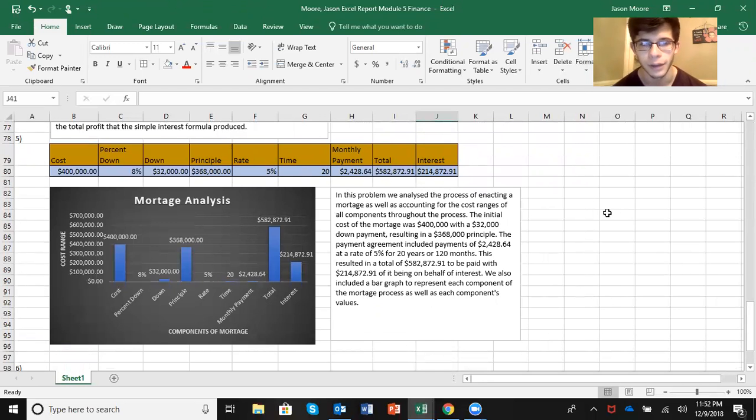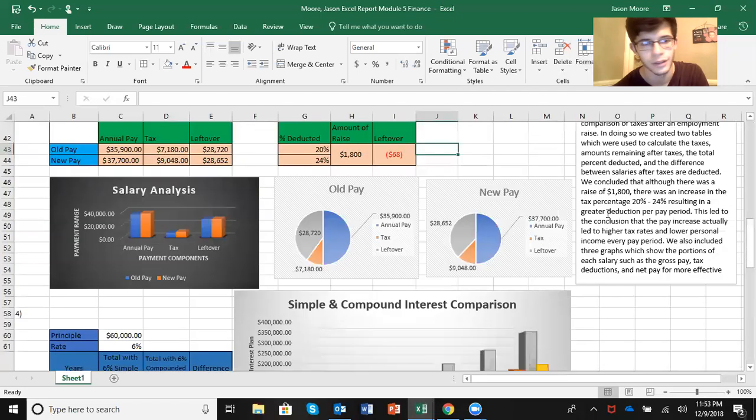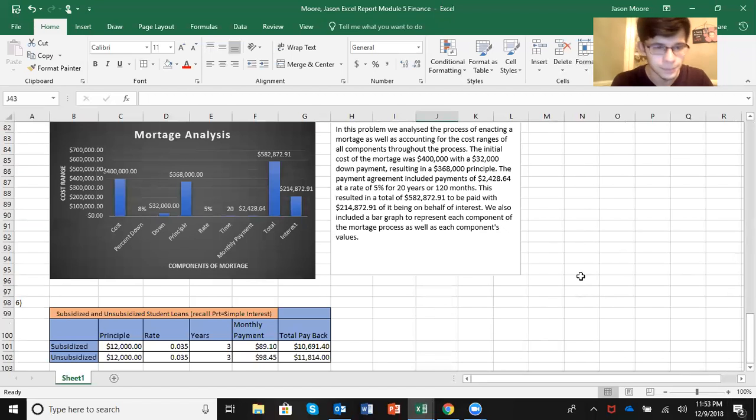And with that, we came to the conclusion of approximately $582,870.91 after interest as well as the total cost of the mortgage is incorporated, because with that you also get approximately $214,872.91 just for interest alone. And with that, we also included a bar graph just to accurately reveal all components of the mortgage analysis. And we're moving to our final problem.